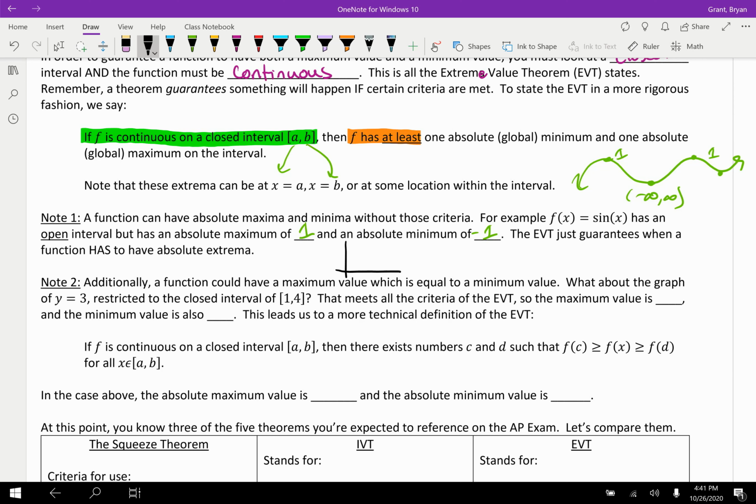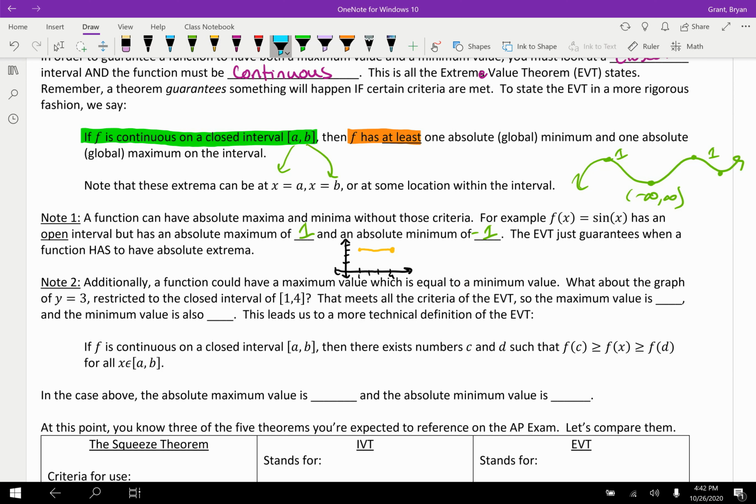What if I was just looking at the function y equals 3, right? 1, 2, 3, and I went up to 4. So here's the function y equals 3, and we're going to restrict it from 1 to 4. So here's the function y equals 3. It goes from 1 to 4. This meets all the criteria of the extreme value theorem.